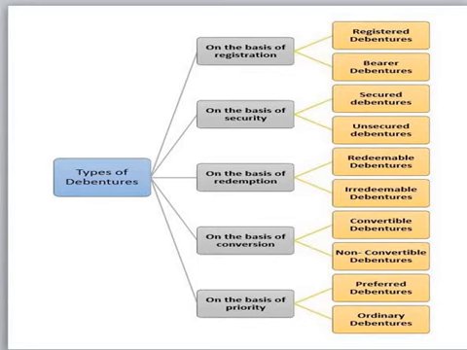Next is on the basis of security. On the basis of security means the security which we give for that particular debenture. So on the basis of security, debentures can be classified into secured debentures and unsecured debentures. Secured debentures means those debentures where a charge is established on certain properties or assets of the company.